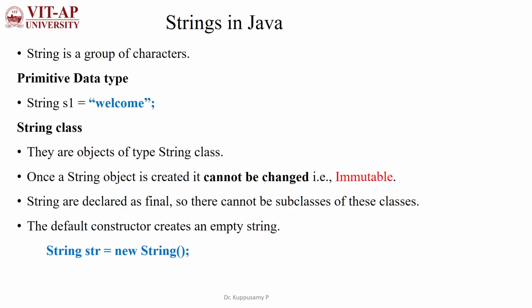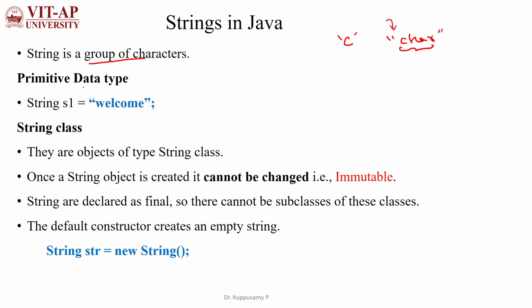Hi, here we will discuss the string data type in Java programming. A string is a group of characters. That means when we have a single alphabet, that is a character. When we have a collection of characters like this, which is a group of characters, that is called a string. It can be given inside single quotes or double quotes.